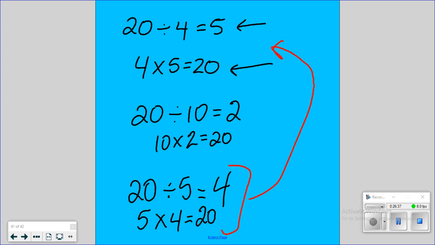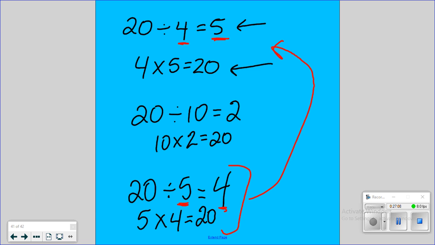Just because we use the same numbers, did the pictures look the same? No. If I was having 20 cookies split in 4 groups of friends, or 4 friends, I would get 5 cookies. I like cookies. But if I had 20 cookies and I split it with 5 friends, I would get 4 cookies. So are these equations the same?